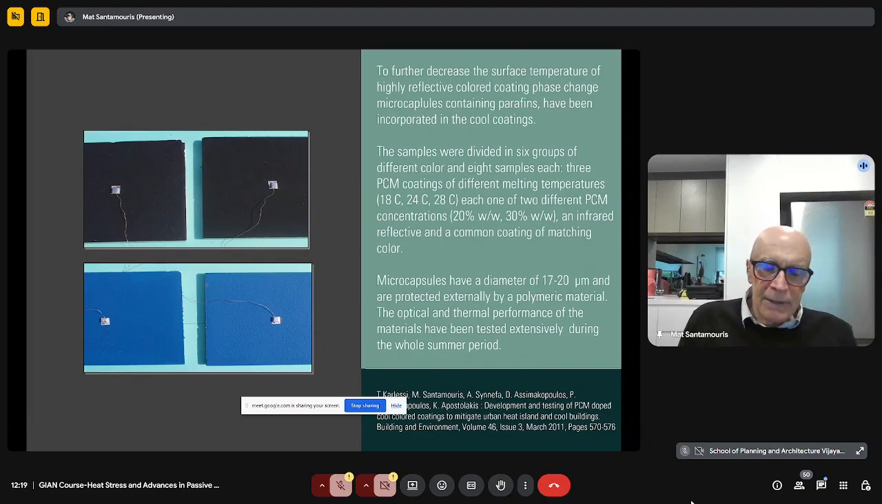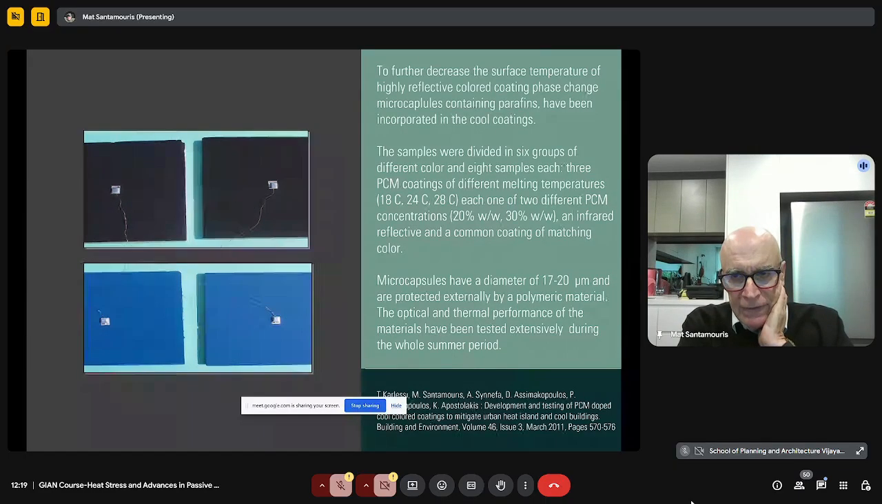These materials, I repeat, exist in the market, are produced, and I think they are also commercially available in India and produced in India. To further enhance the performance of these materials, we included phase change materials in the mass of these paints or these kinds of materials.